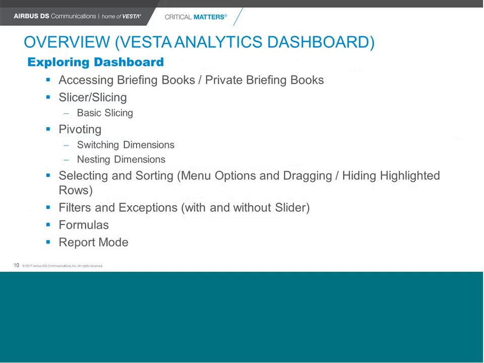We'll look at pivoting, which is a way of taking your cross-tabular data and switching that around and rotating that. We can also nest different dimensions to give you a more granular view or a hierarchical view as well. We'll touch on selecting and sorting options, how you can select a column and hide that member or show only that member, where you can drag and drop various objects onto your data table layout in your dashboard and be able to manipulate the data that you're looking at.